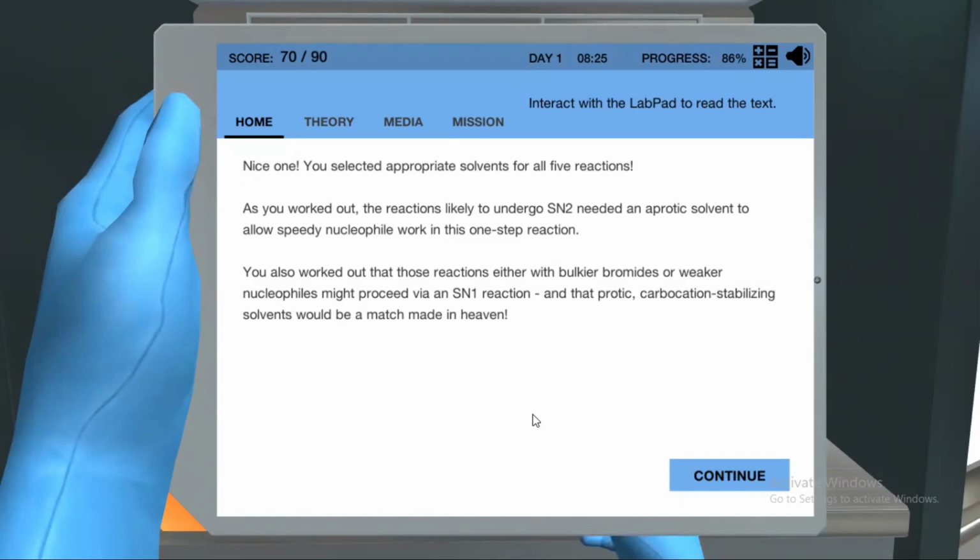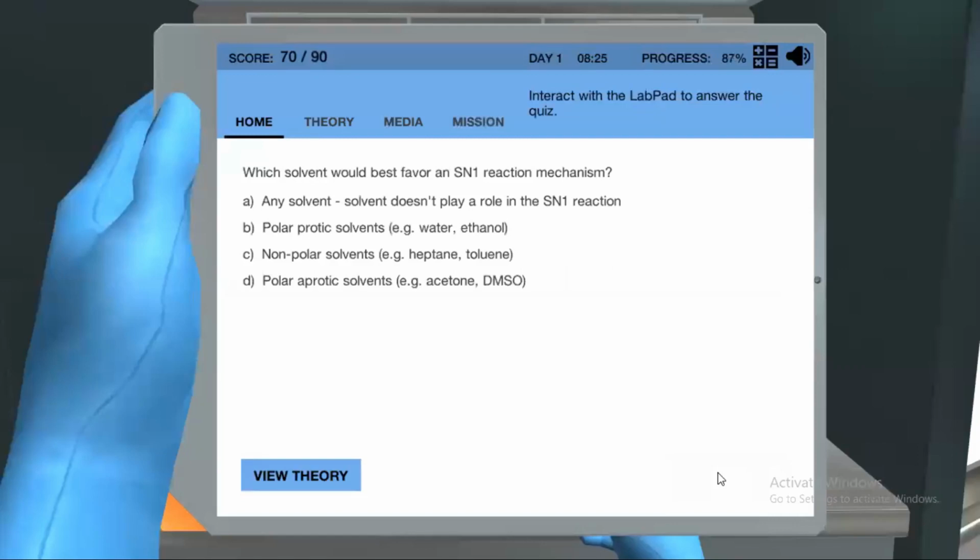As you worked out, the reactions likely to undergo SN2 needed a polar aprotic solvent to allow speedy nucleophile work in this one-step reaction. You also worked out that those reactions either with bulkier bromides or weaker nucleophiles might proceed via an SN1 reaction, and that protic, carbocation stabilizing solvents would be a match made in heaven. Which solvent would best favor an SN1 reaction mechanism?